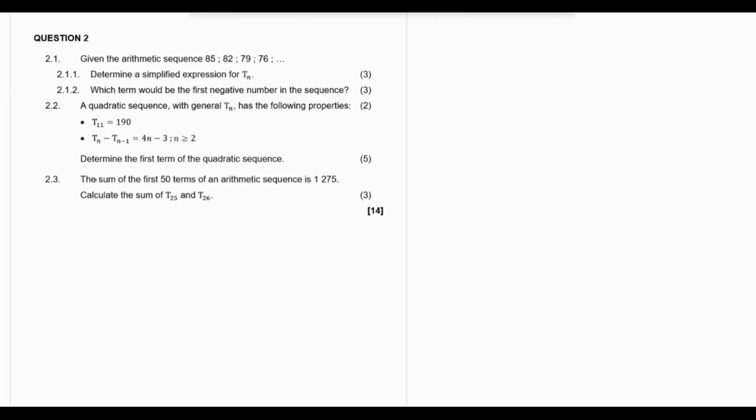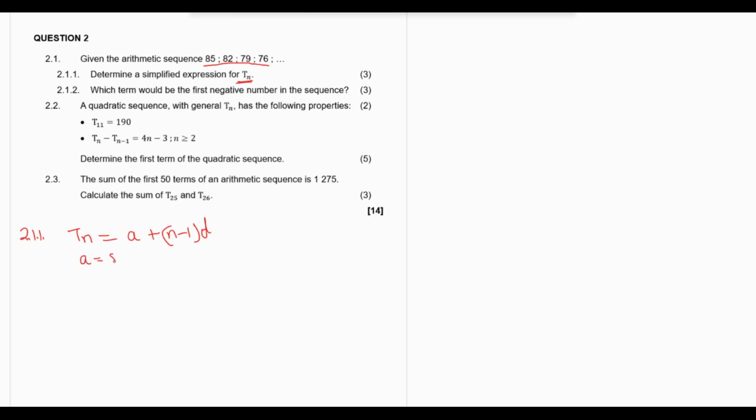Welcome back. Let's do question 2. Given the arithmetic sequence, determine a simplified expression for Tn. So we're finding the general term here for an arithmetic sequence. For an arithmetic sequence, Tn is equal to a plus (n minus 1)d.